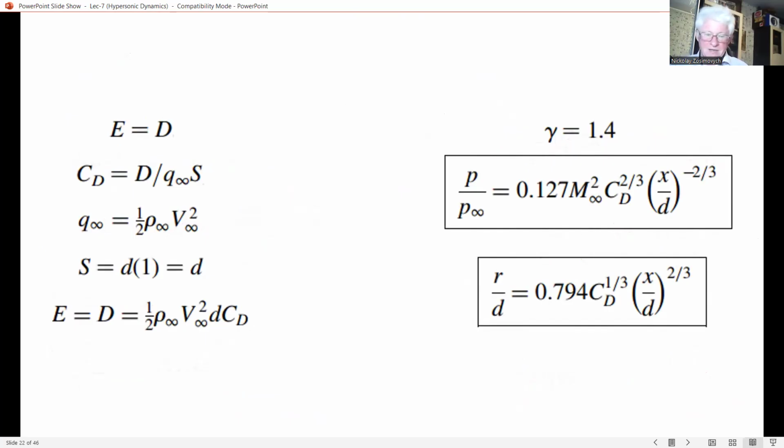Also, for the blunt nose slab, we know the following. The pressure distribution varies inversely as x to the power 2/3, and the shock wave shape varies simply as x to the power 2/3. Okay? Nice.